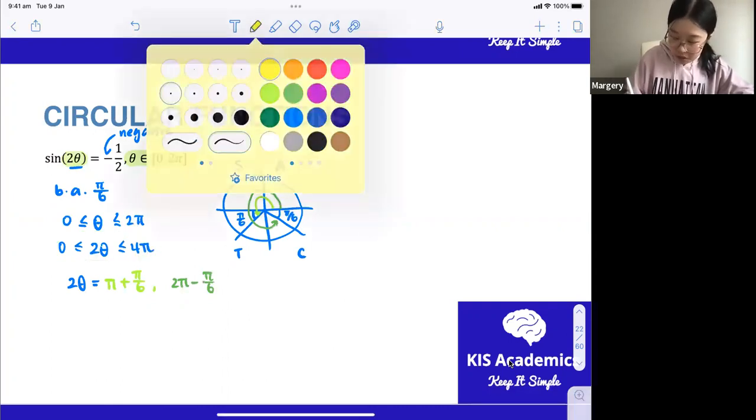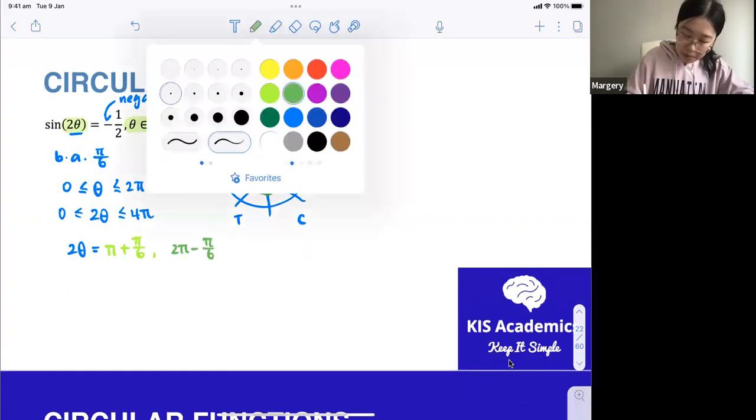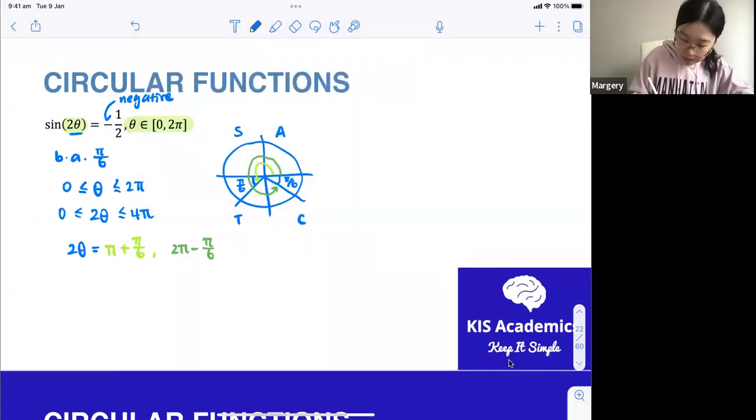So I don't need to say this is negative pi over 6 and this is negative 5 pi over 6, purely because we know it's between 0 and 4 pi. So it'll all be positive. Once I've found my positive angles in the 2 quadrants, I can simplify this a little bit to get 7 pi over 6 and 11 pi over 6.